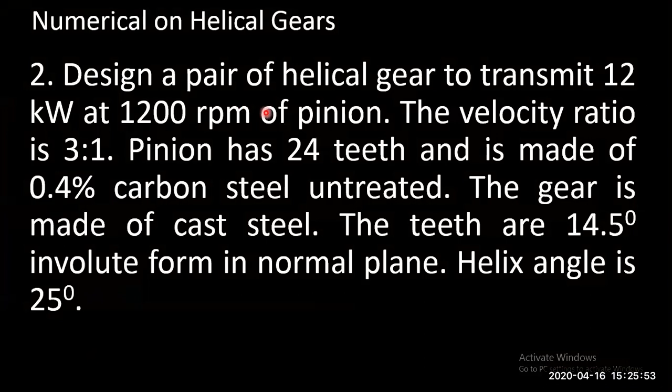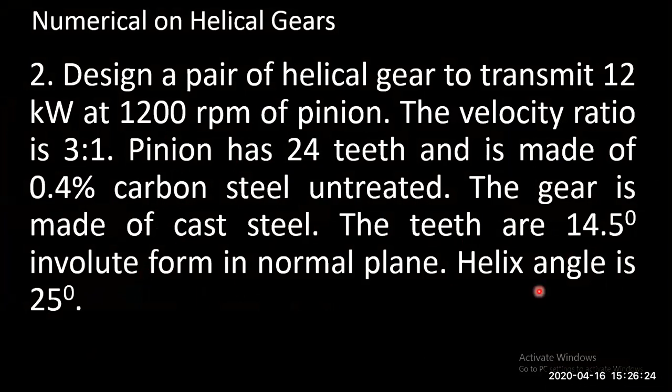Okay, check this question out. Design a pair of helical gears transmitting 12 kilowatt, 1200 RPM on the pinion, and velocity ratio 3. Pinion number of teeth is given, and it is made of carbon steel untreated. The gear is made of cast steel. So two different materials are given, and the teeth are 14.5-degree involute form, and the helix angle is given.